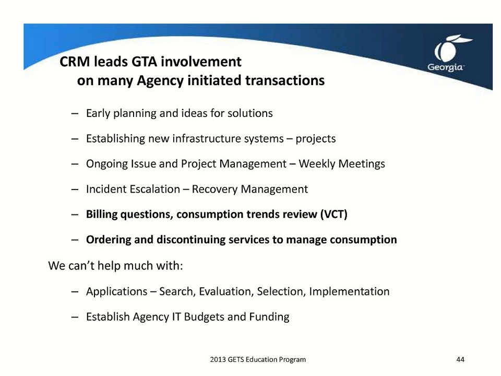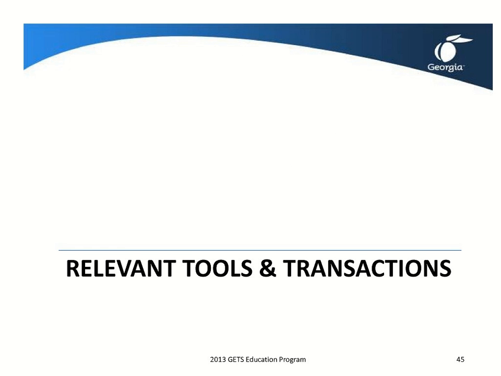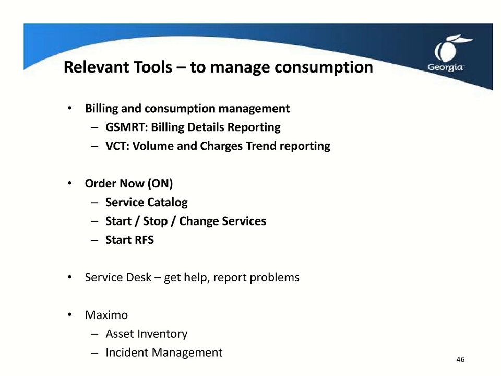So let's take a look at relevant tools and transactions. So the tools you have to manage consumption are GSmart, which gets you billing details and reporting. You have the VCT, which is the volume and charges trend reporting. You have the Order Now online service catalog that you can use to stop and start and change services and request RFS. You have the service desk to get help and report problems. And you have Maximo for asset inventory and incident management.